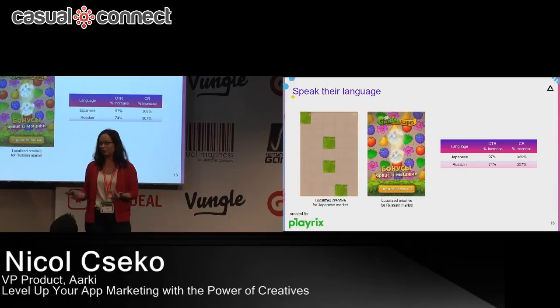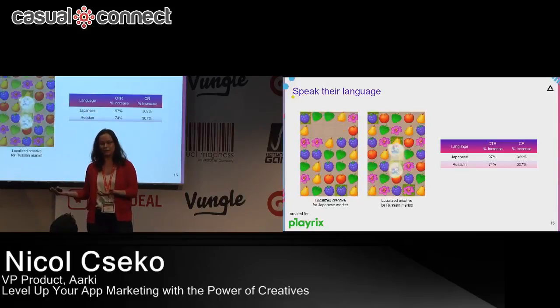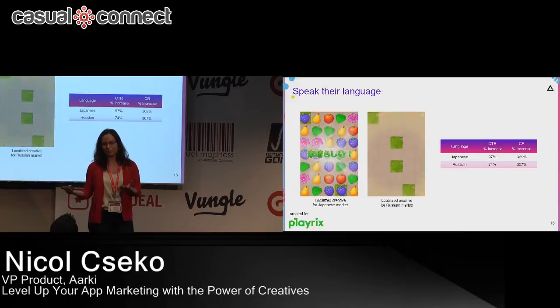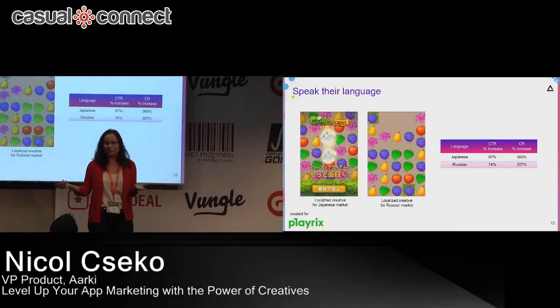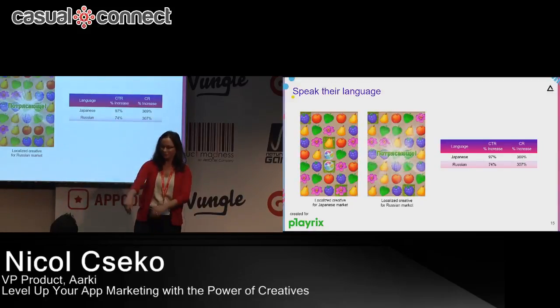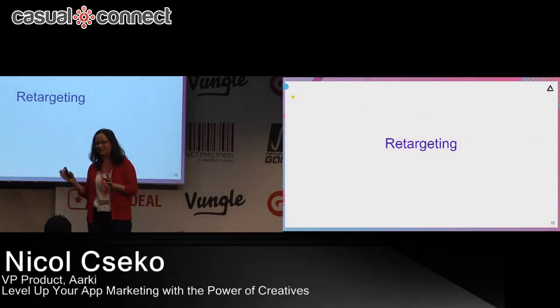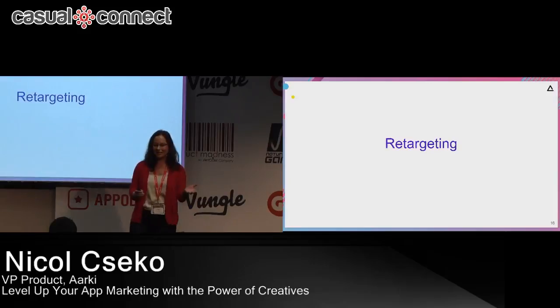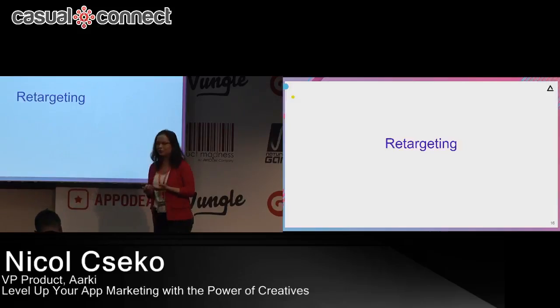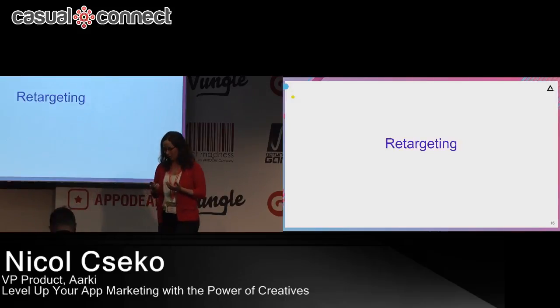If you have the opportunity to leverage a creative you've already made and localize it in those markets with French, go ahead and do it. You've already invested. I could probably go on and on about all the cool things you can do with testing and different formats and bringing in native and playables. But I also want to make sure that we cover retargeting today since we have a short amount of time.